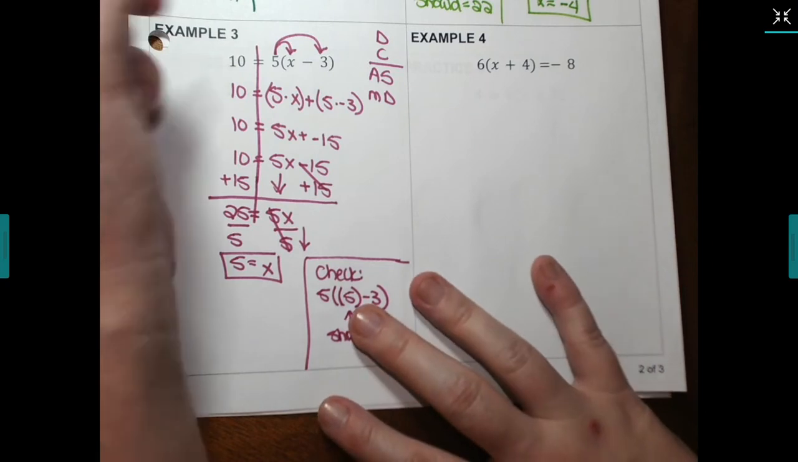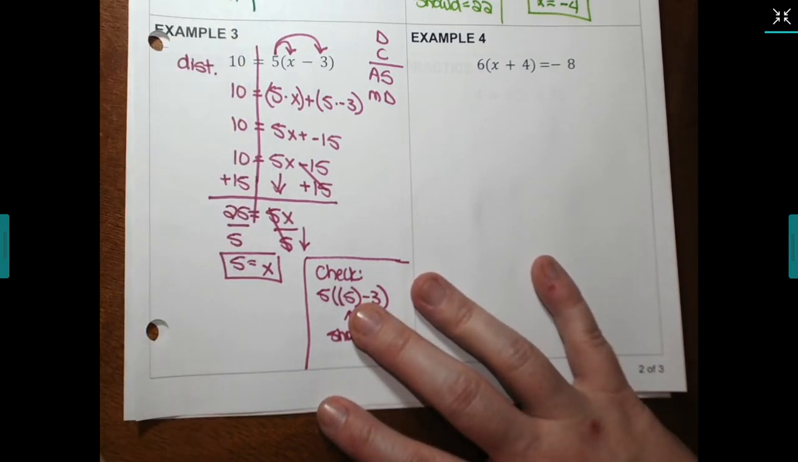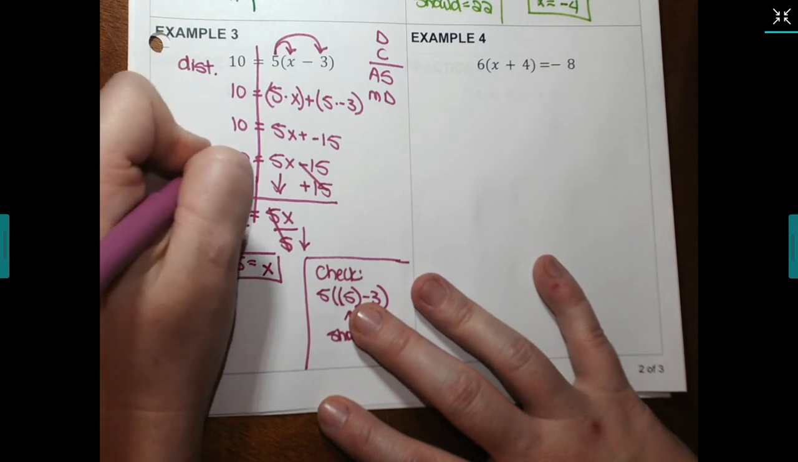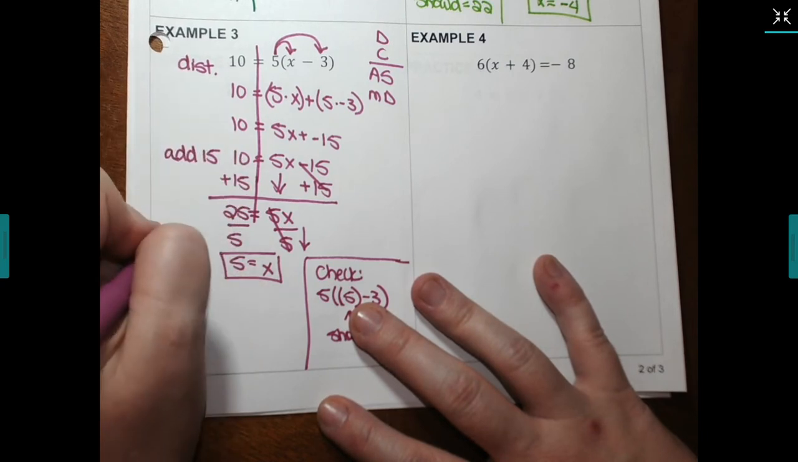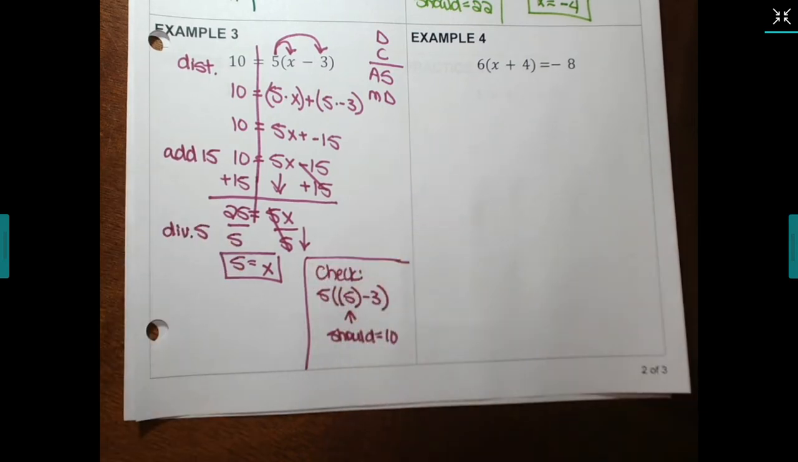On this one, our first step was to distribute. Then see if you can figure out what we did. We added 15. Then we divided by 5.